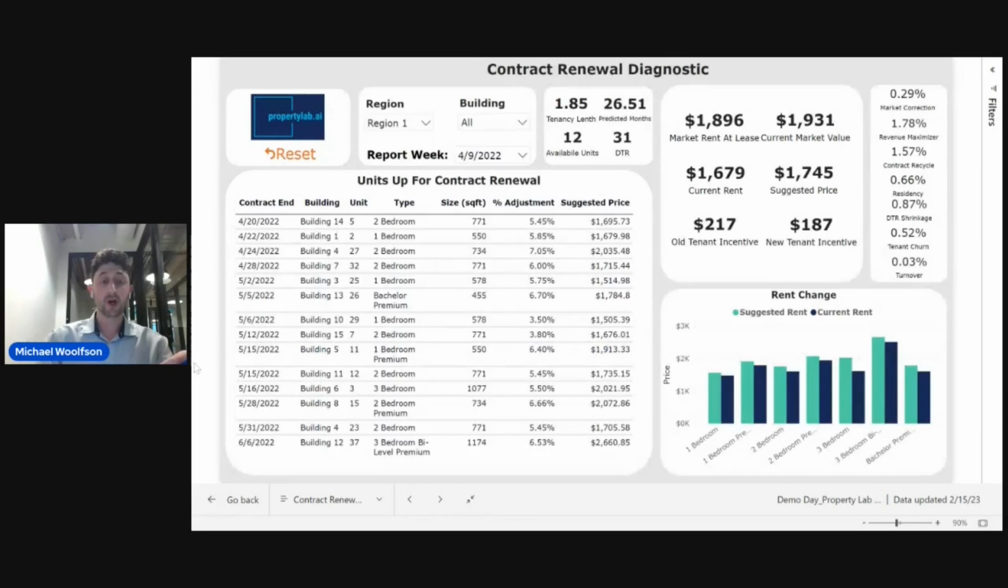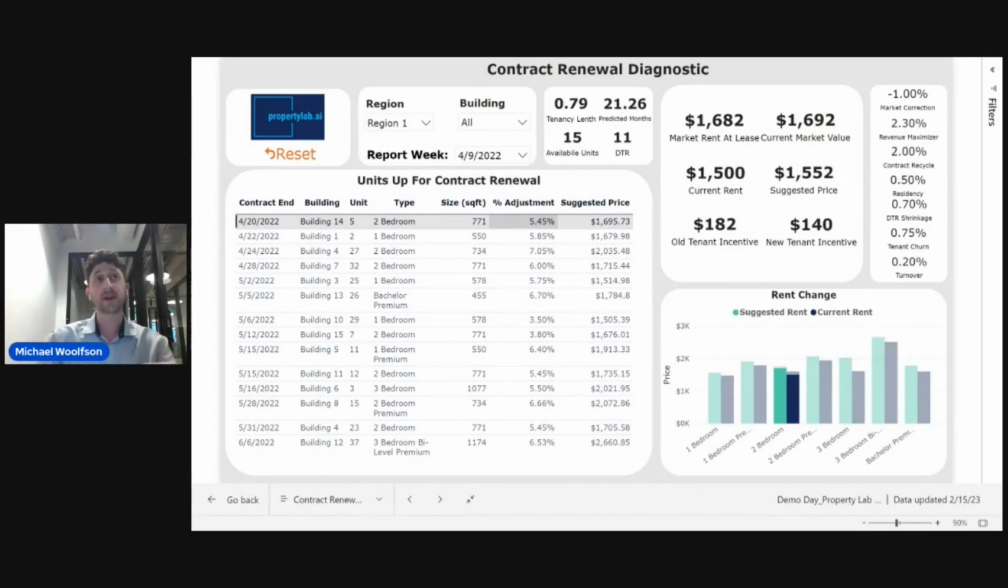And then for contract renewals, when your team is negotiating renewals, we also have suggested pricing for how much they should alter rent compared to the tenant's previous rent. Take unit 5 in building 14 as an example. Our system recommends a 5.45% increase in rent beyond what they're currently paying. This takes into account how long they've stayed, the turnover cost, what the suggested price would be if the unit does turn over, etc. Also some other stats up here that you can look into: tenancy length, predicted months, market rent, suggested rent, etc. Again, all customizable reports.